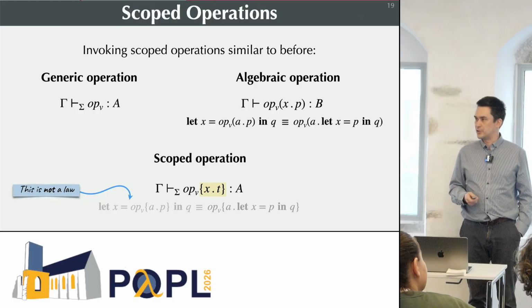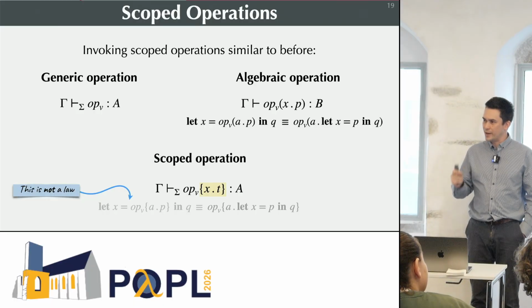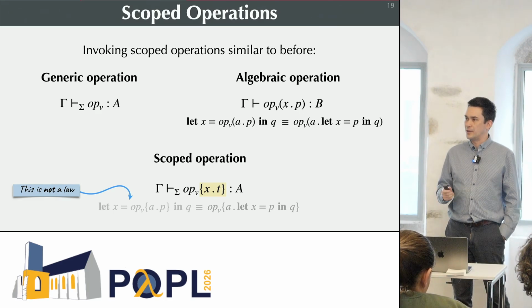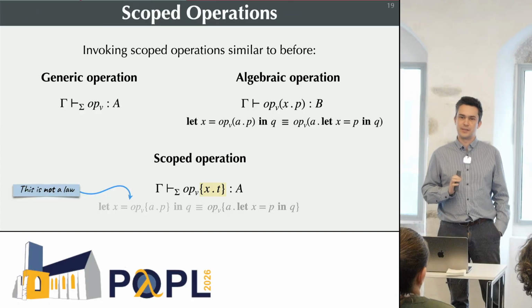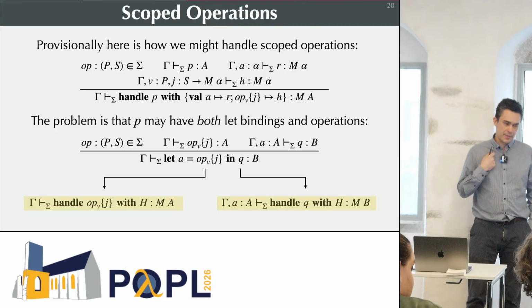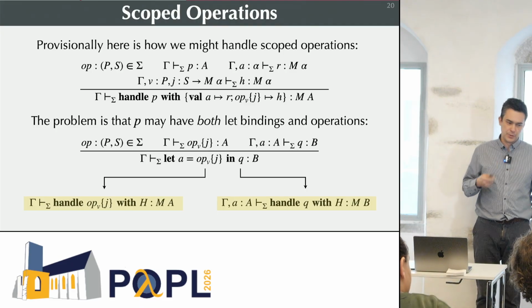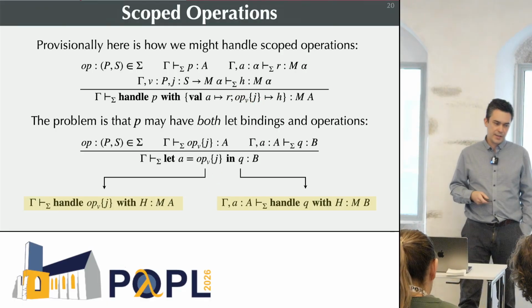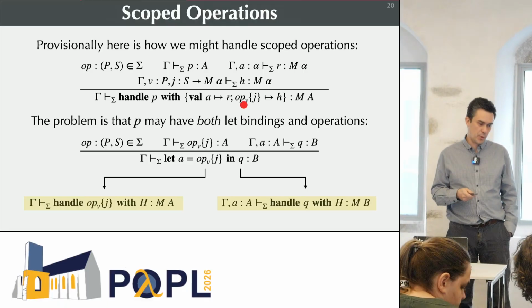We don't have the algebraicity condition, which means it's relevant whether or not we have the operation by itself or whether we have it under a let binding. Those are two distinct things, and they shouldn't be confused. So when we try to handle such scoped operations, we need to be a bit more careful with what we're doing.